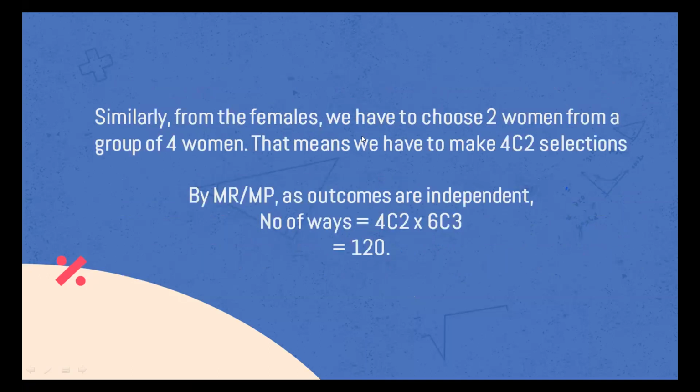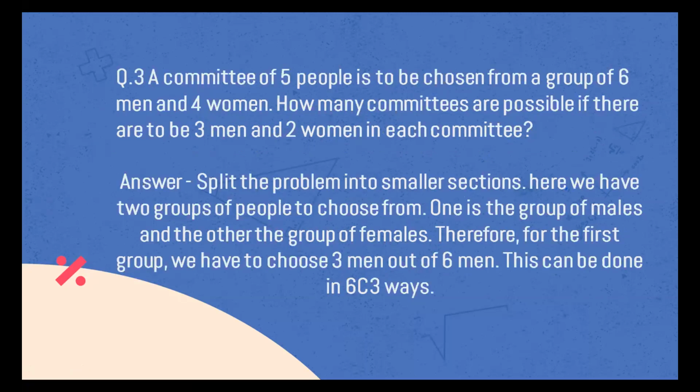From the female group, we would have to choose 2 women from a group of 4. So that would be 4 choose 2, and as we discussed earlier, by the multiplication rule, we would have 4 choose 2 times 6 choose 3, which is equal to 120. So we would have 120 different committees that would be possible.